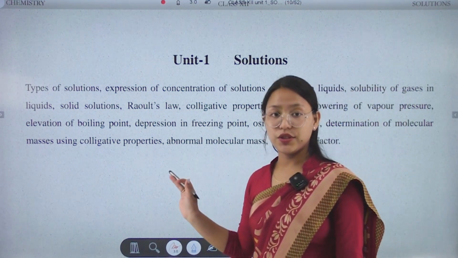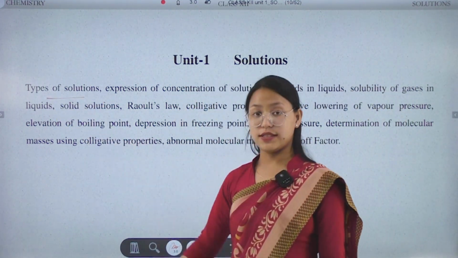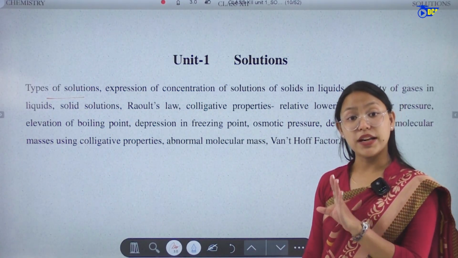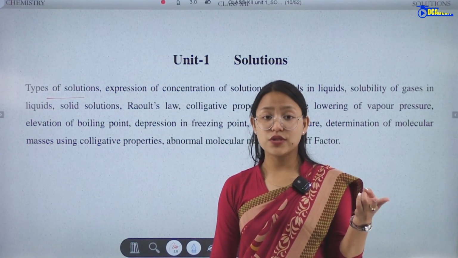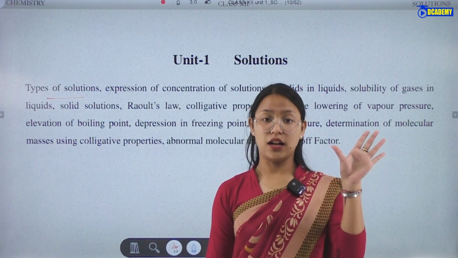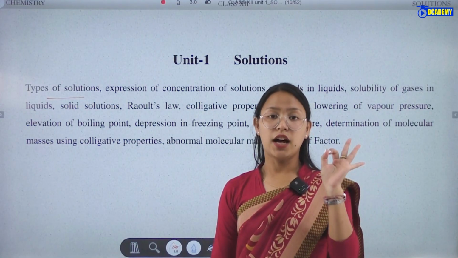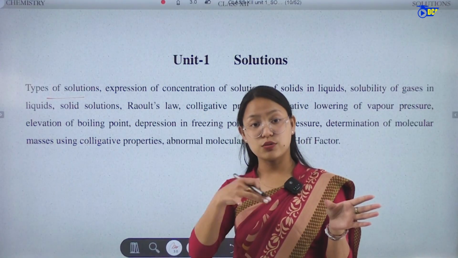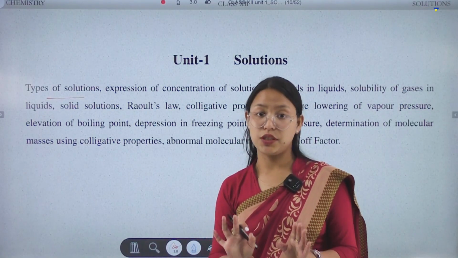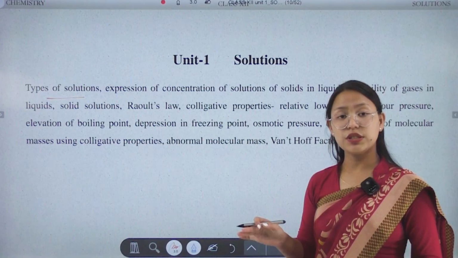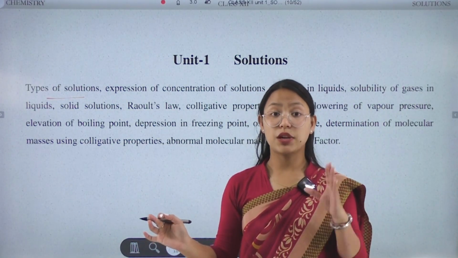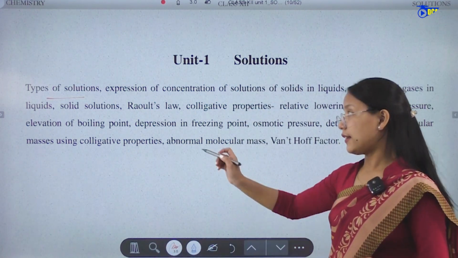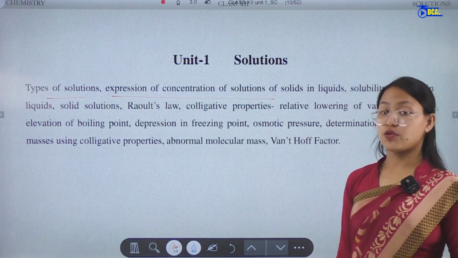In this chapter, we are going to study the different types of solutions, starting with binary solutions. It is the type of solution which consists of only one solute and one solvent. But here we are going to discuss the various types of solutions that may be solid solutions, liquid solutions, and gaseous solutions. Then expressions for the concentration of the solutions.